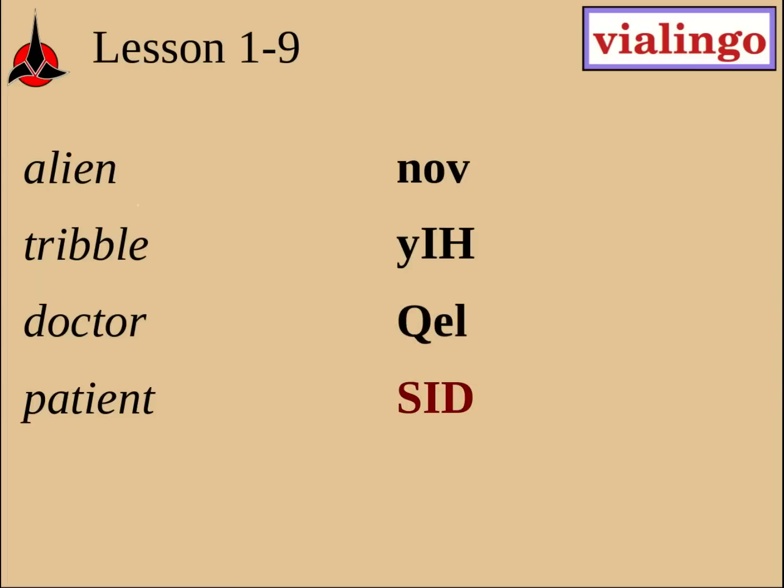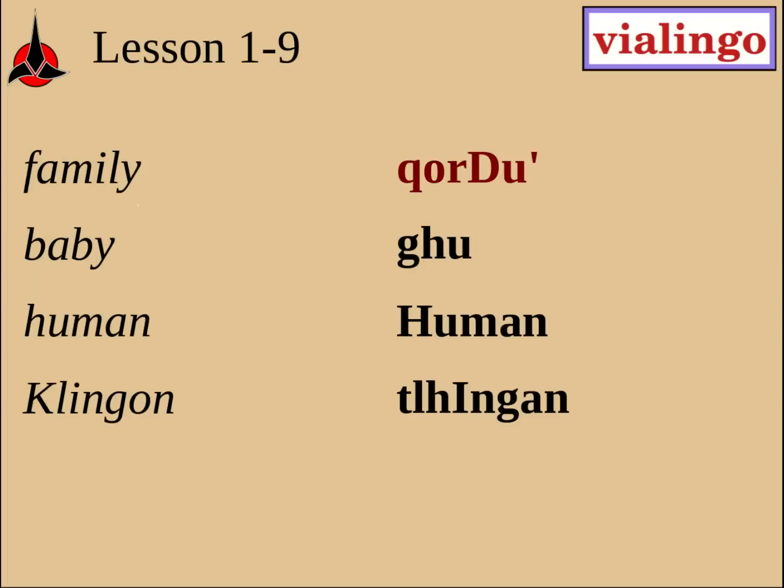Patient is sheed. Imagine a patient who refuses to let the nurses change the sheets. Sheed. Family is qorDu. Imagine tying your family together with a cord to stop them from hitting each other with sticks. qorDu.